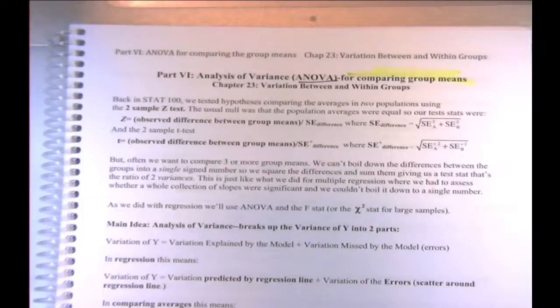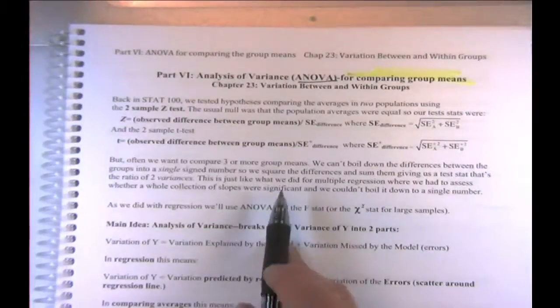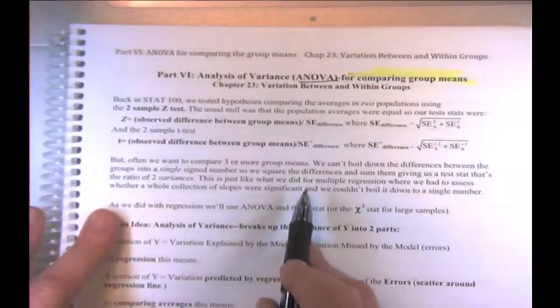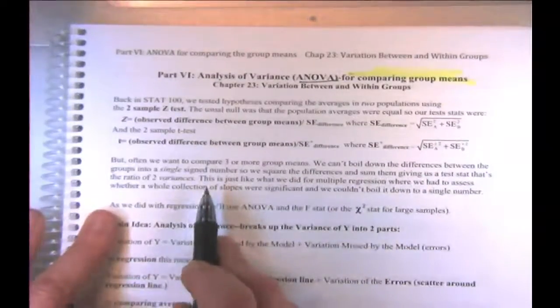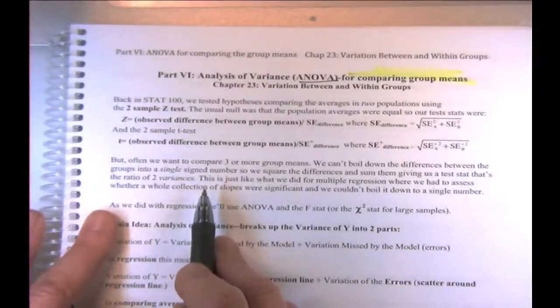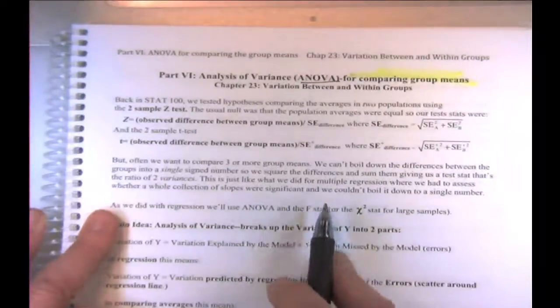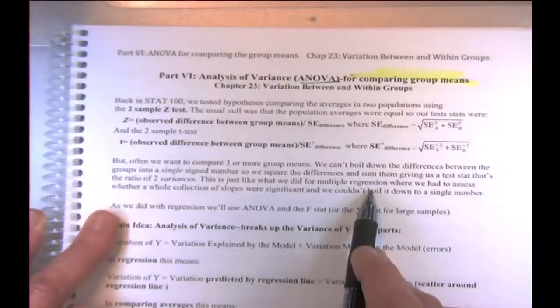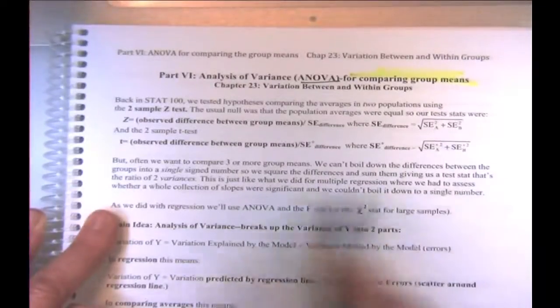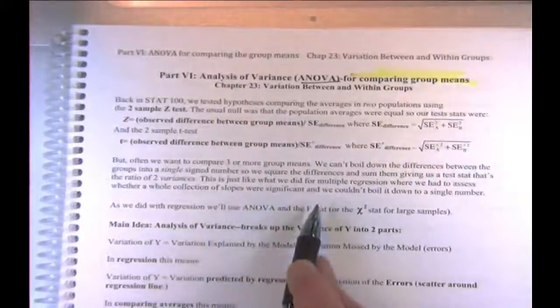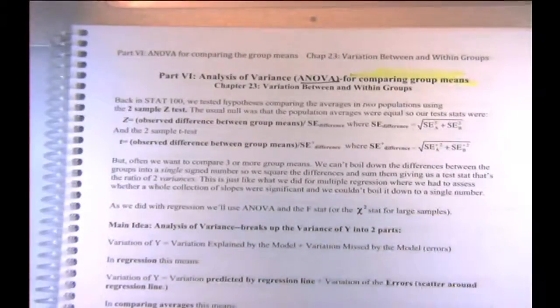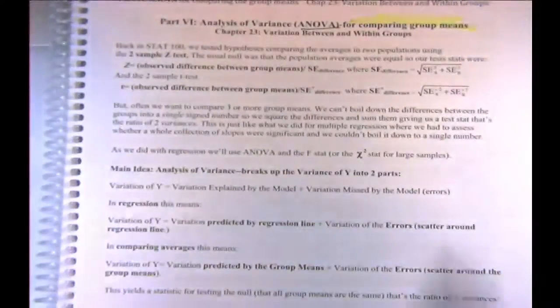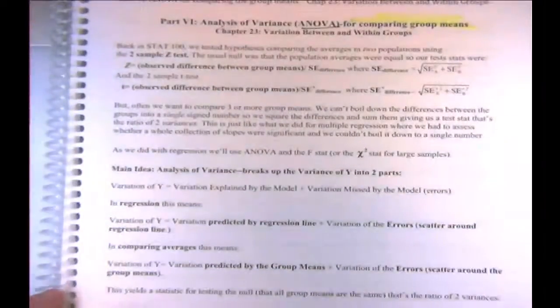So instead, that's where chi-squared and F-tests come in. We square the differences. We look at the sum of the squared differences. And we get the ratio of 2 variances, basically. That's what we did with the F-test. And we're going to do exactly the same thing here. It's just like what we did for multiple regression before, when we had to assess whether a whole collection of slopes were significant. We couldn't boil it down to a single number. All right, so we're going to do exactly the same thing that we did before. So this shouldn't take us long.